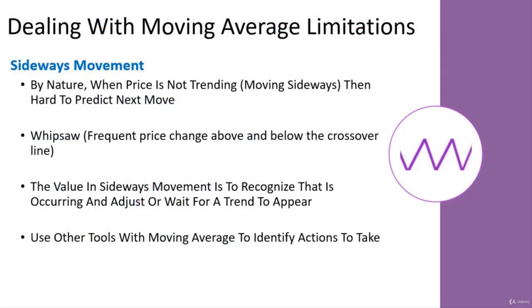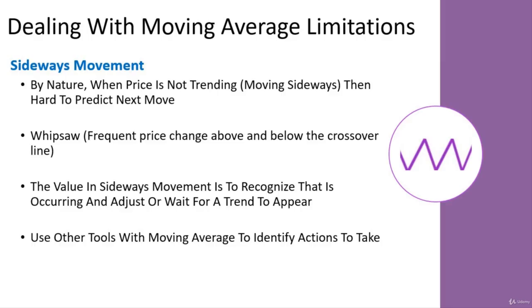Now, one of the limitations of moving averages in general is when markets go sideways, right? You can almost see from the image there in the circle where it goes up and down, up and down, up and down, and it's going sideways versus a definite upward trend or a definite downward trend. Moving averages are better that way. They struggle a little bit more when there's no trend or they're moving sideways. It makes it harder to predict the next move, and that's where our whipsaws come in, right?